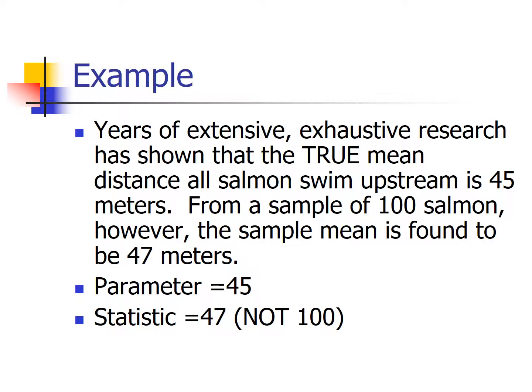What's the parameter? What's the statistic? Well, in this example, the parameter is the population mean, and in this example it's 45 meters. The statistic is the sample mean, which is 47. Now remember, sample sizes are not statistics, so the answer is not 100. It's the sample mean, which would be 47.